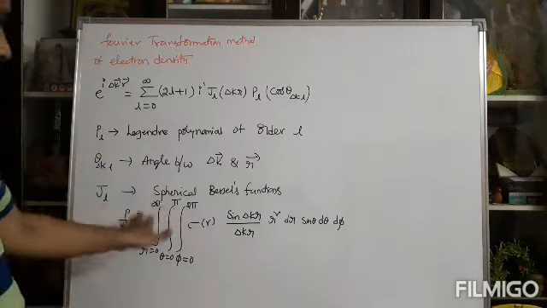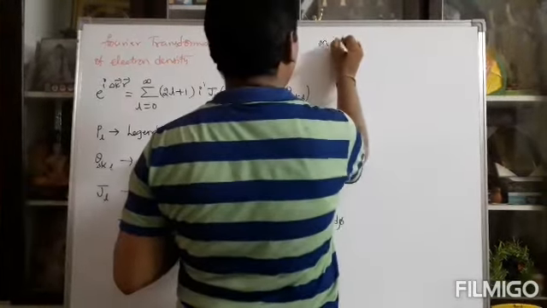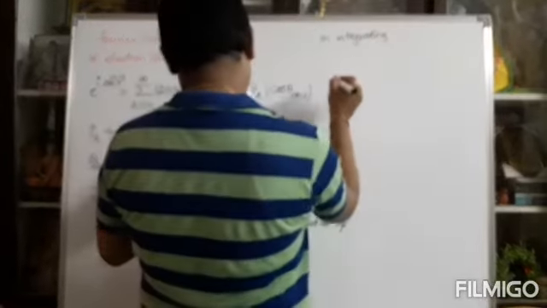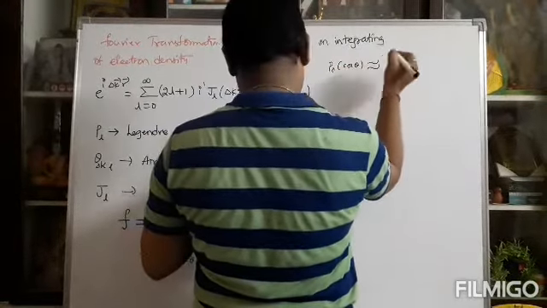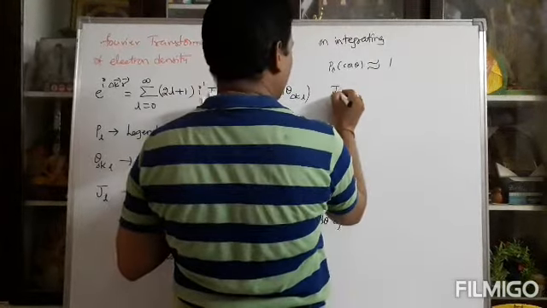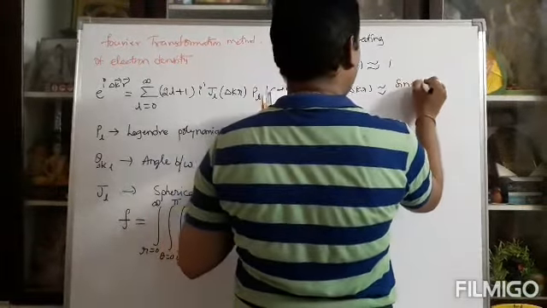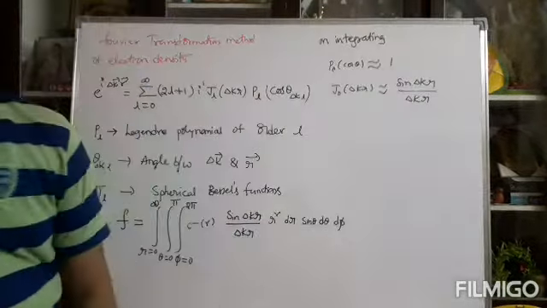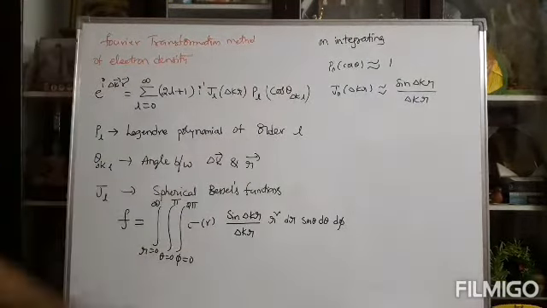On integrating this equation, we get P naught of cos theta, value approximately equal to 1, and J naught of delta kr, value approximately equal to sine delta kr by delta kr. On integrating, we get the result. So these values can be substituted in this equation.